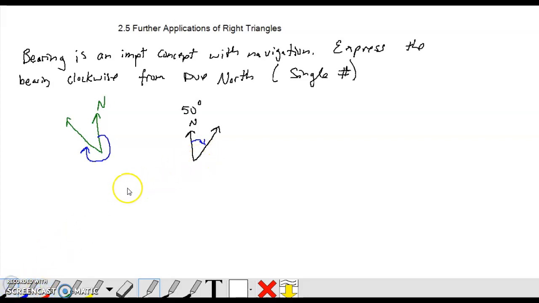Let's do another one. Let's say we had 123 degrees. Here's my due north. This is 0, this would be 90, this would be 180. So it'd probably be somewhere right about here, somewhere between 90 and 180. And so again, we would talk about bearing. This would be when it's a single number.